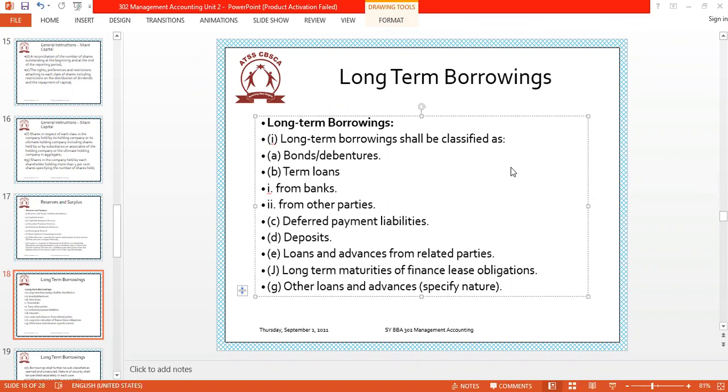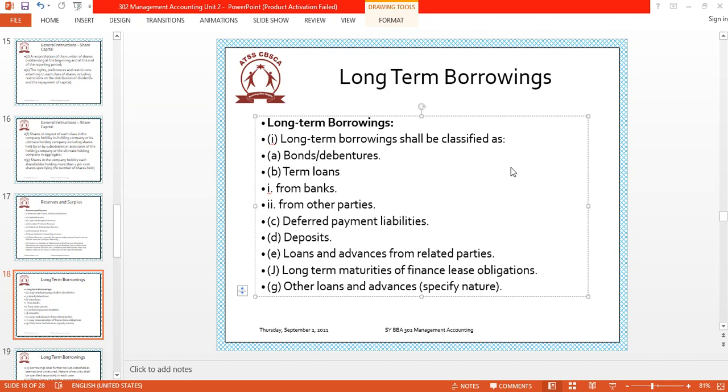The money that we have to repay after a long period of time is called long-term borrowings, or that money will be with you for a long period of time. So long-term borrowings are the loans taken by the company for a long duration of time. So it will be like bonds. By issue of bonds and debentures, we borrow capital. We also take term loans from banks and from other parties, that is, from financial institutions.